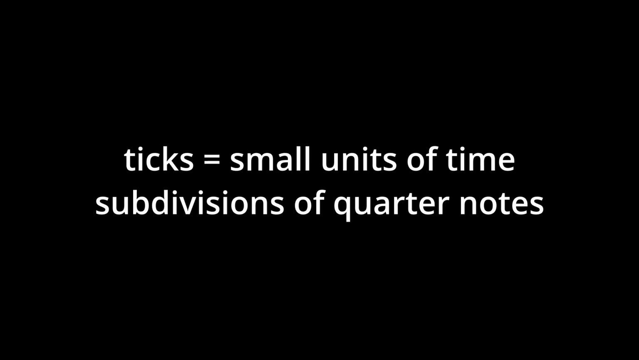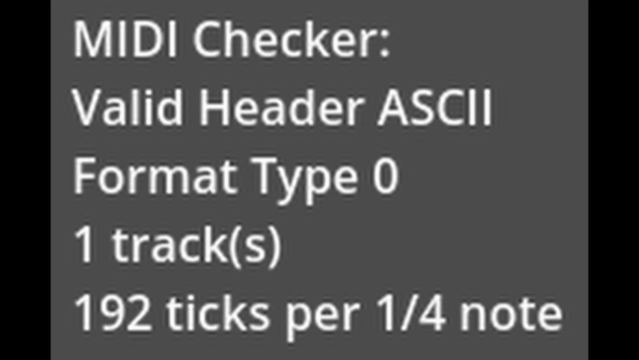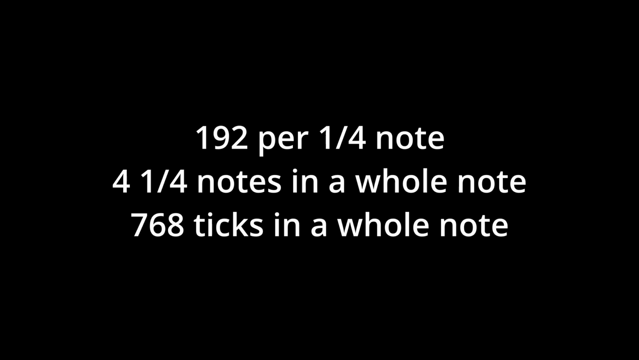Ticks are small units of time between each note. In the example, our file has a division of 192 ticks per quarter note, so if a note lasts for a whole note, then it will have a delta time of 4 times 192, or 768 ticks. However, delta time is not stored directly as a series of bytes. Instead, delta time is stored as a variable length quantity.